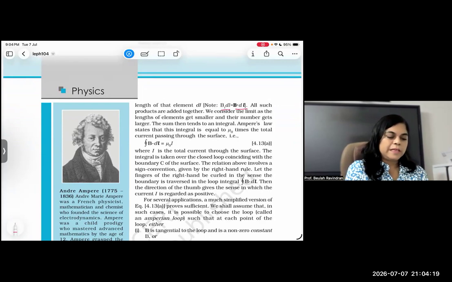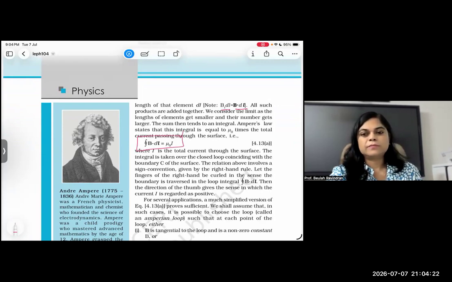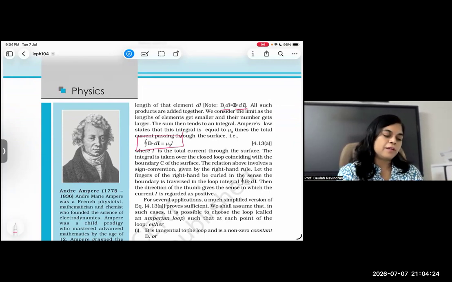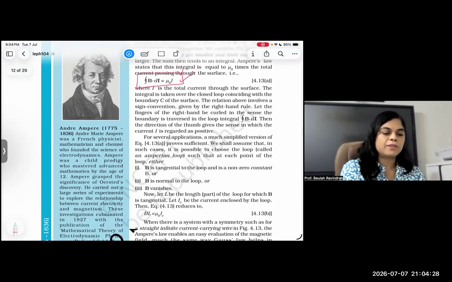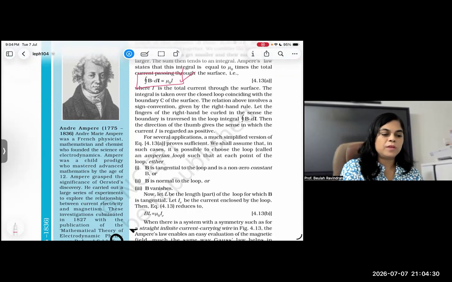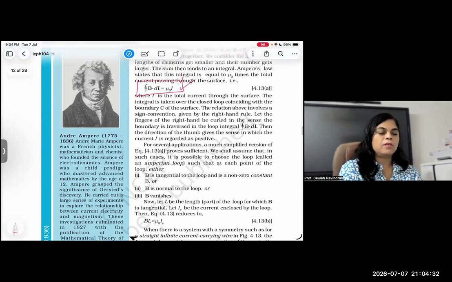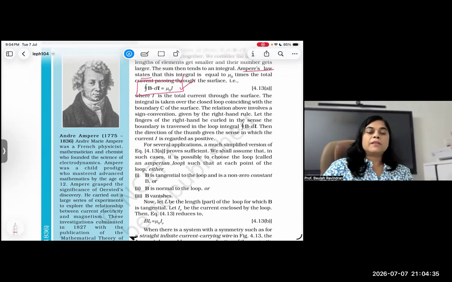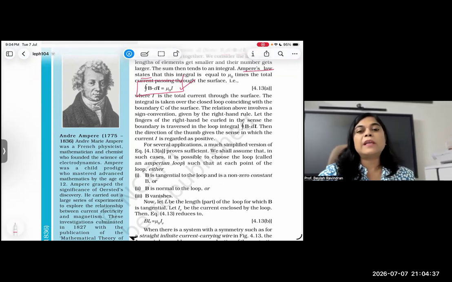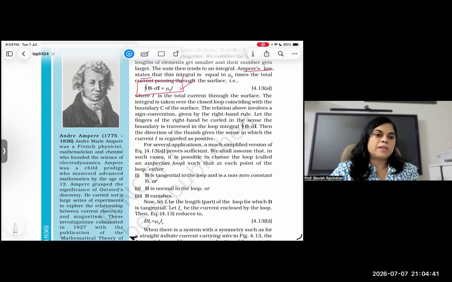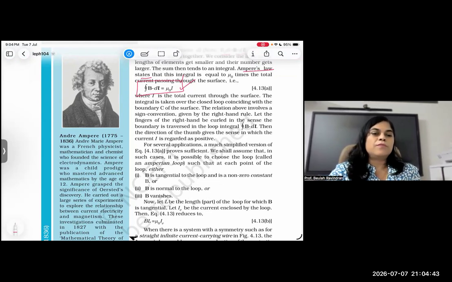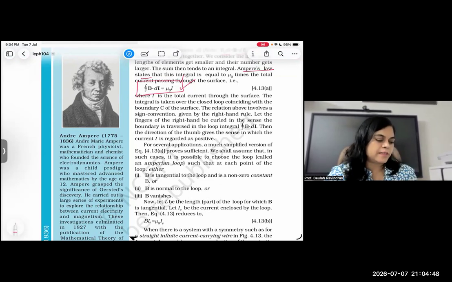It is equal to mu naught times I, where I is the enclosed current. This is called the Ampere circuital law. This is very important, Ampere's law. It states that the line integral of the magnetic field around any closed path equals mu naught times the enclosed current. For the derivation, we had to choose a circular Amperian loop. We saw that, right?